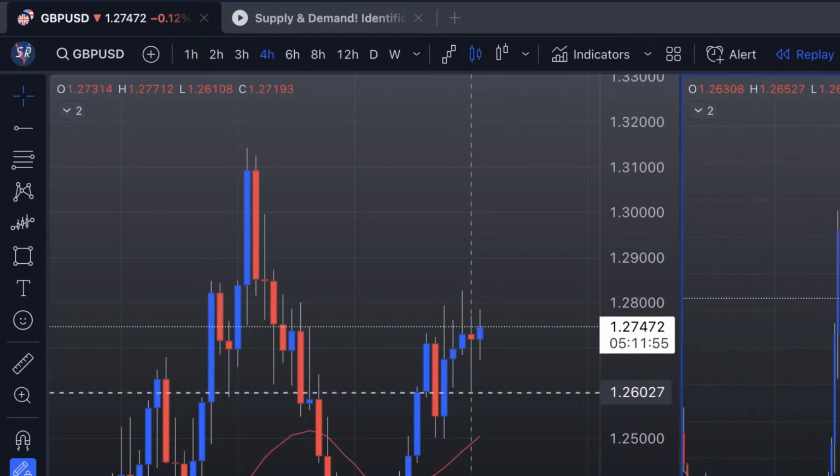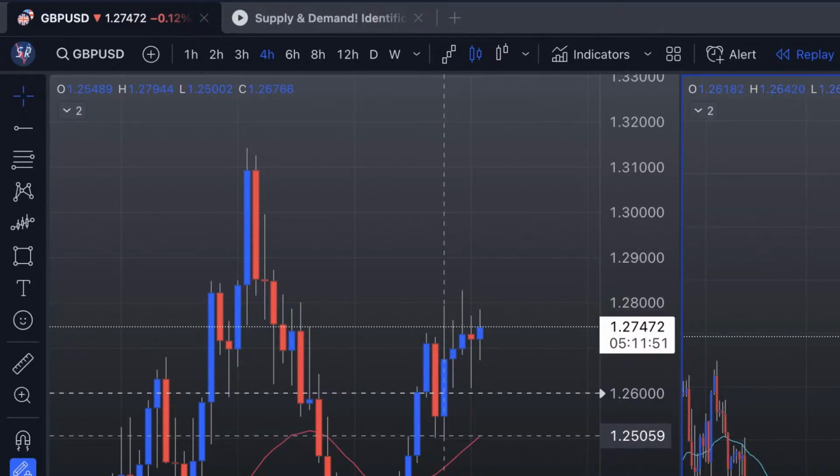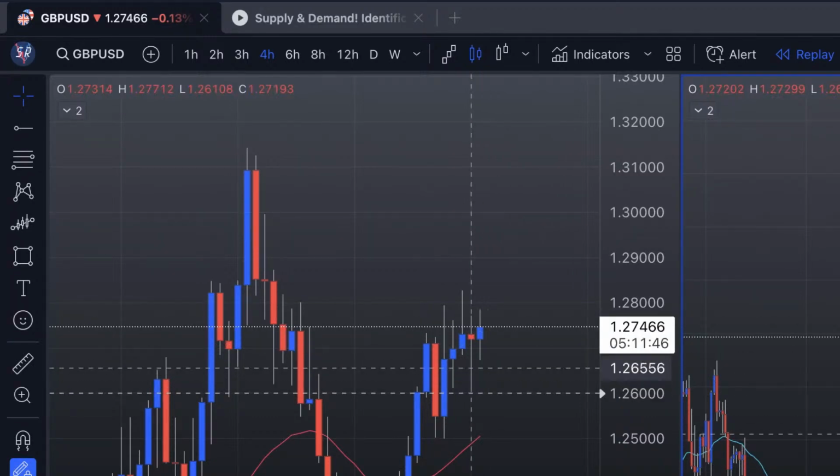But that's what we're looking at: supply and demand on the pound. Up here, supply, demand down there. I'm not messing around with this. I'm not touching that. That's ugly.